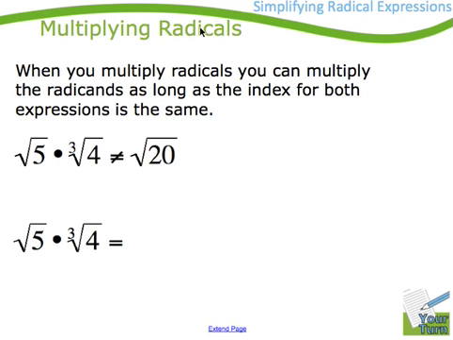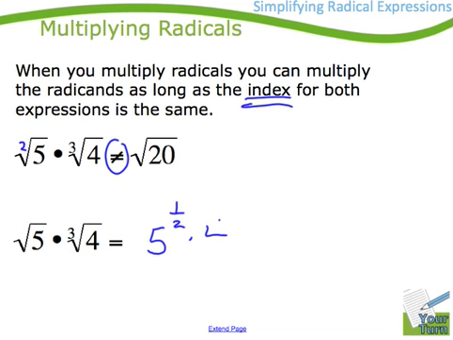Okay, when you are multiplying radical expressions, the only way you can multiply the radicands underneath is as long as the index for both of them is the same. In this first example, I can't multiply those two underneath. It's not equal to, because this has an index of 2 and this has an index of 3. Can't do it.